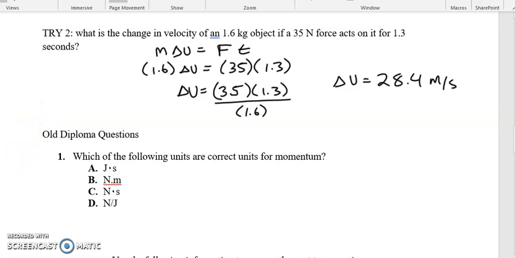So again, we've got an old diploma question, which is: the following units are correct for momentum. People usually initially go to kilogram meters per second for momentum. However, as discussed earlier, newton seconds is just as good.